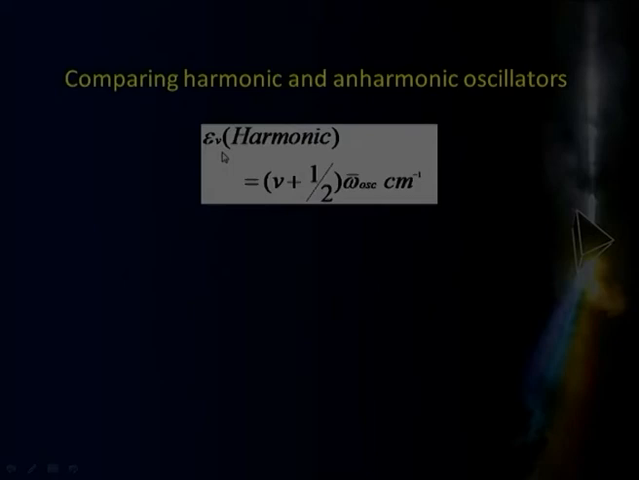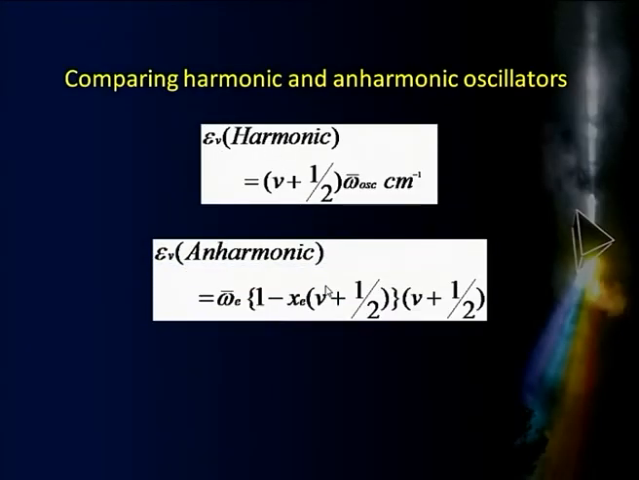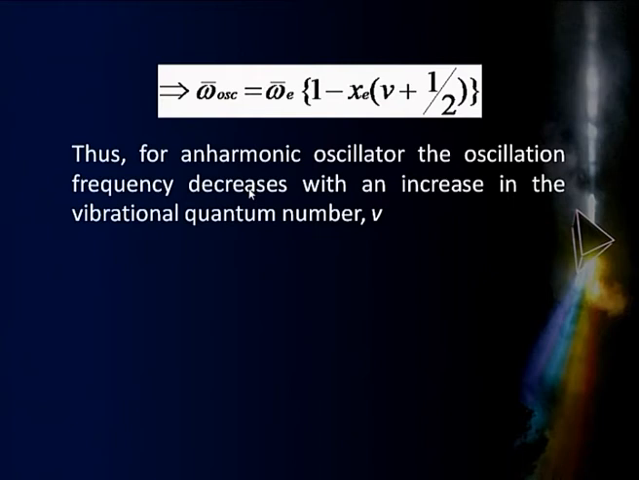Now, let's try to compare what kind of expressions we get in the two cases. One thing we see is our energy in case of harmonic oscillator was (V plus half) omega oscillation, whereas in case of anharmonic oscillator it is omega e (1 minus x e (V plus half)) and so on and so forth. If I compare, I find that omega oscillation happens to be omega e (1 minus x e (V plus half)). What it means is our vibration frequency is decreasing as V is increasing; x e happens to be the correction term in that. So, oscillation frequency decreases with the increase in the vibration quantum number, that is V.